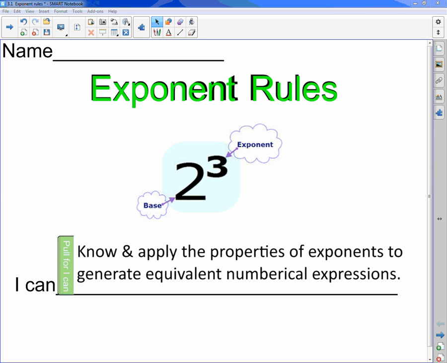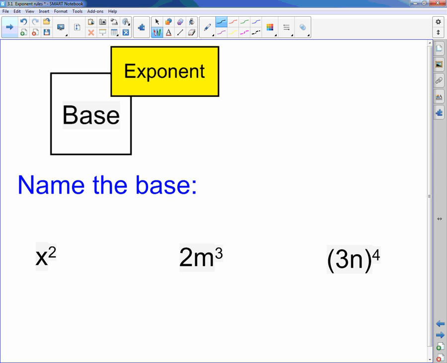The I can statement for today is: I can know and apply the properties of exponents to generate equivalent numerical expressions. Sorry, there's a typo there. So first off, we need to talk about what an exponent is. If we look at this first example, the exponent is that little number that's up high. We have talked about this, and previously we've called it a degree.